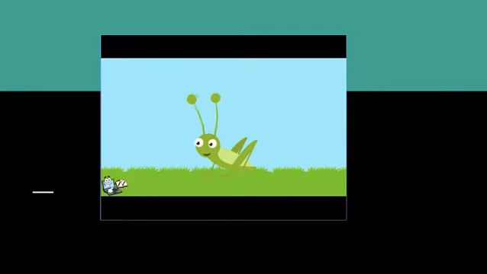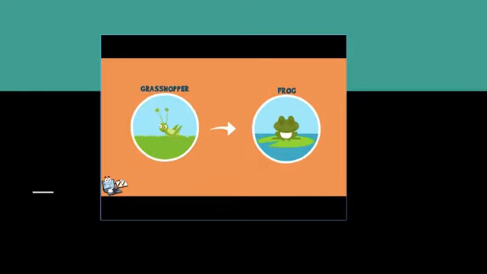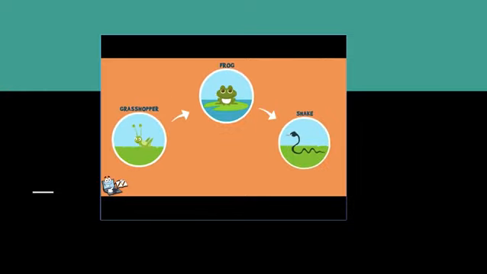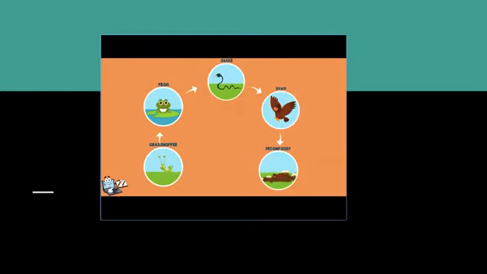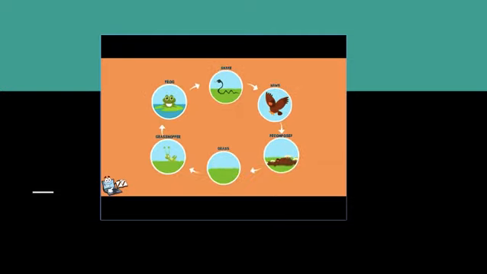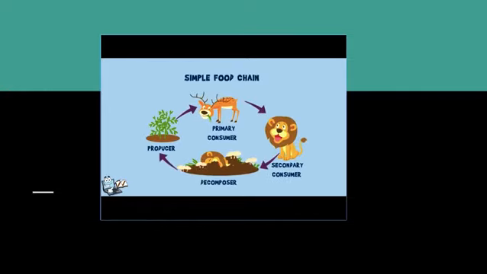Now, look at this food chain. The grasshoppers eat grass, and they are eaten by the frog. The snake eats the frog, and the hawk eats the snake. The hawk dies and is decomposed by the bacteria and fungi, and becomes nutrients that is used by the grass. The food chains that we see, which has one producer, one primary consumer, and one secondary consumer, and decomposers, is called a simple food chain.